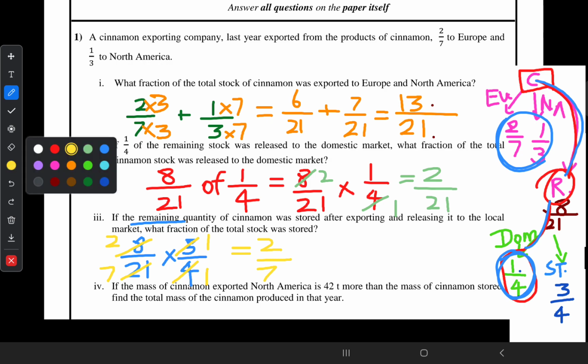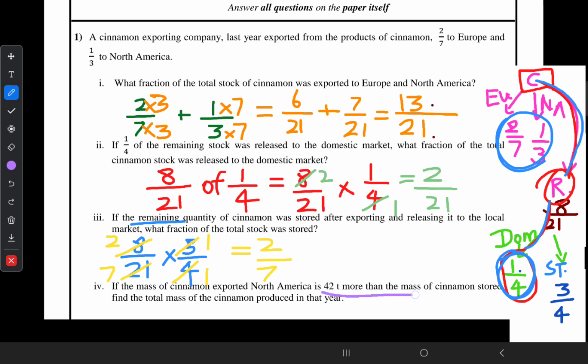Then the final question: if the mass of cinnamon exported to North America is 42 tons more than the mass of cinnamon stored, find the total mass of the cinnamon produced in this year. Okay, let's answer the question. They are comparing the amount of cinnamon exported to North America, that is 1 upon 3.